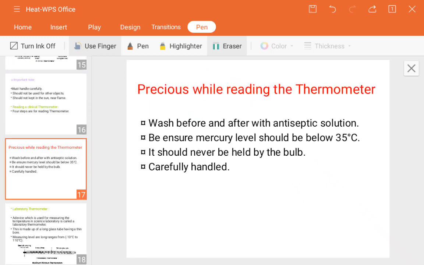Next, it should be handled very carefully. What happens if we don't take such precautions? It will get destroyed, and the next time it cannot be used properly. So for that purpose we have to take these precautions very carefully.